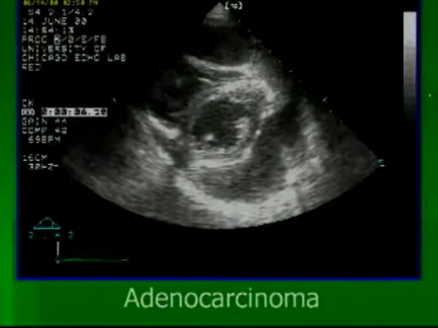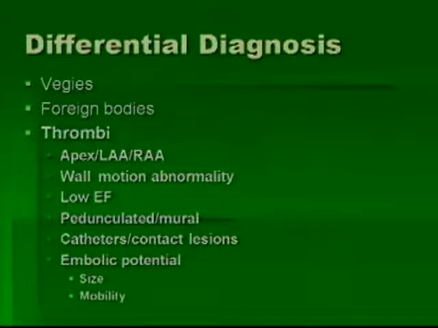This ended up being an adenocarcinoma. The differential diagnosis of metastasis to the heart is wide and includes vegetations, foreign bodies, and thrombi, perhaps most commonly. Thrombi occur on the left ventricular apex most commonly in patients with low left ventricular function, especially with aneurysms. And of course, in patients with atrial fibrillation, there can be left atrial appendage and right atrial appendage thrombi. Wall motion abnormality obviously predisposes to stasis and thrombotic formation, as does low ejection fraction.